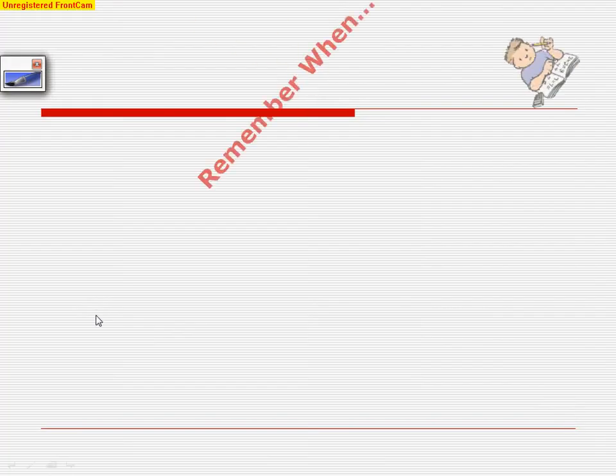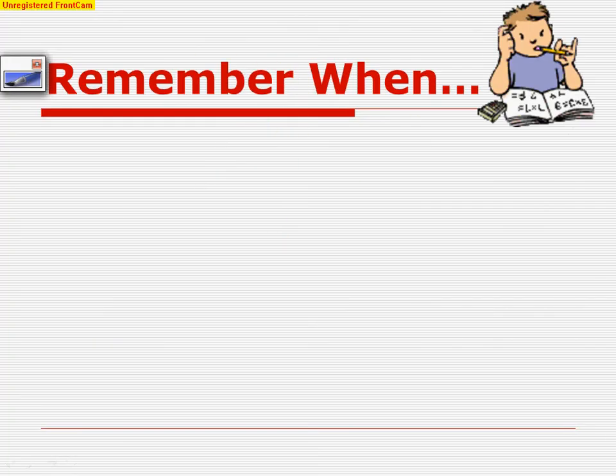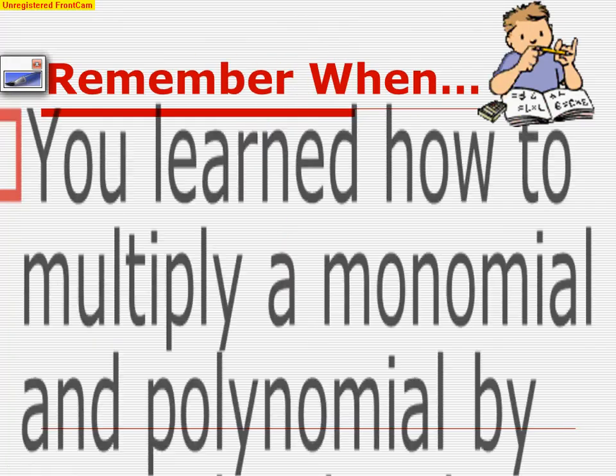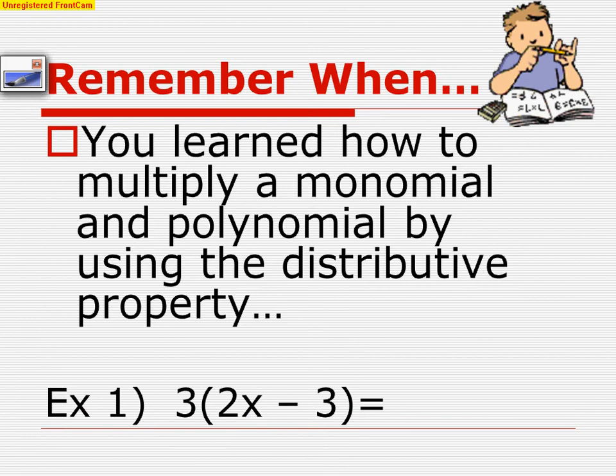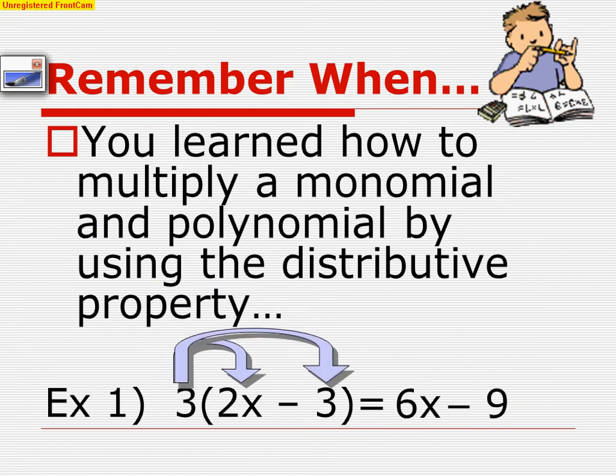Alright, now you don't need to write this slide down, but remember when we learned how to multiply a monomial and polynomial by using the distributive property? It looks something like this. 3 times 2x minus 3. How will we do this problem? Well, we will take that 3 and distribute it into the parentheses. 3 times 2x is 6x. And then 3 times a negative 3 is negative 9. That's a monomial being multiplied by a polynomial.